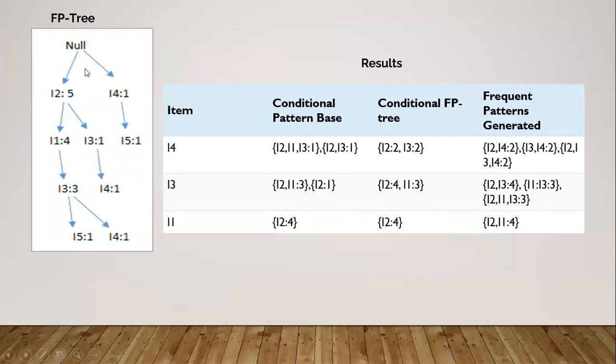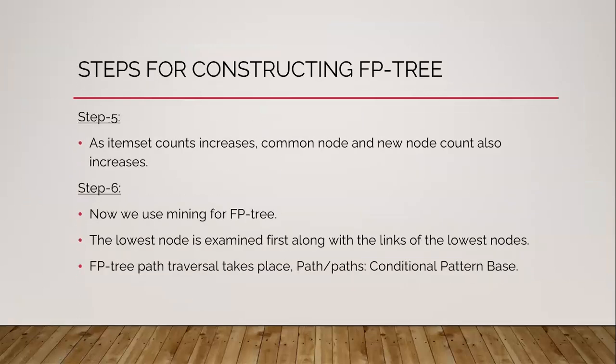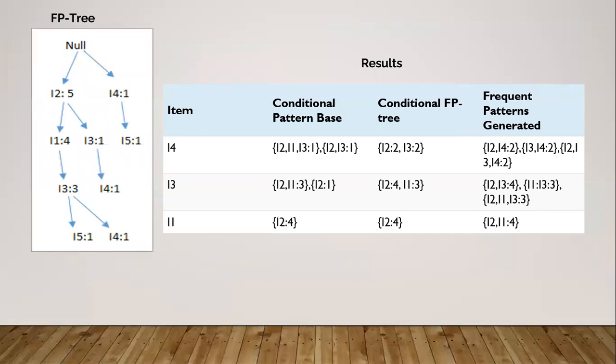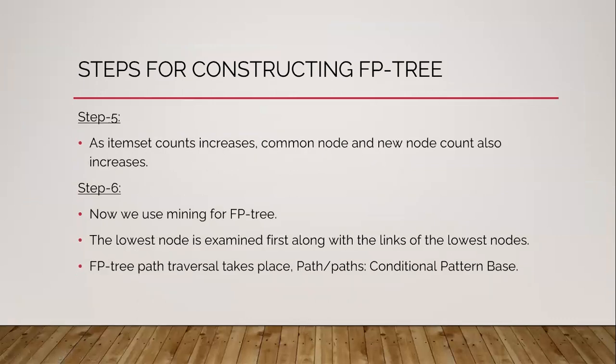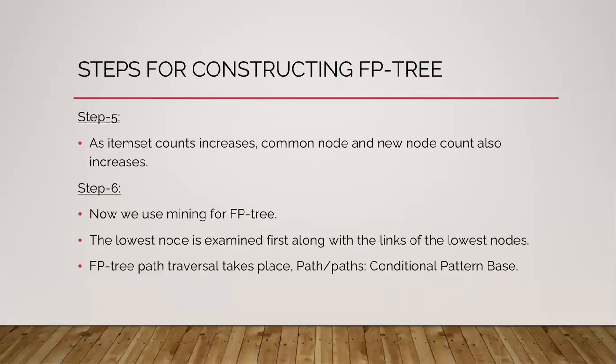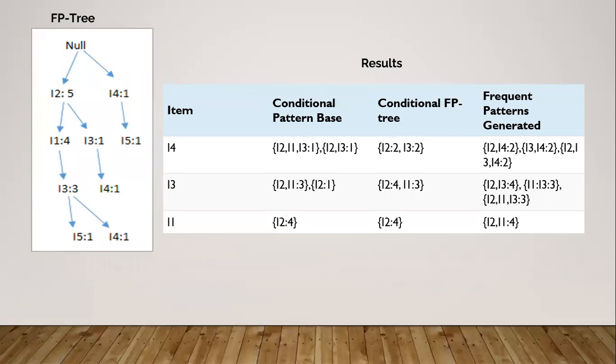This is the constructed FP-tree with the first node as null. Here we repeat steps 2 and 1. Steps 3, 4, 5, and 6 will be repeated, and 7 will be repeated until the frequent patterns are generated. The most occurrences node, the topmost node, will be the one with the most frequency of item sets in the dataset.